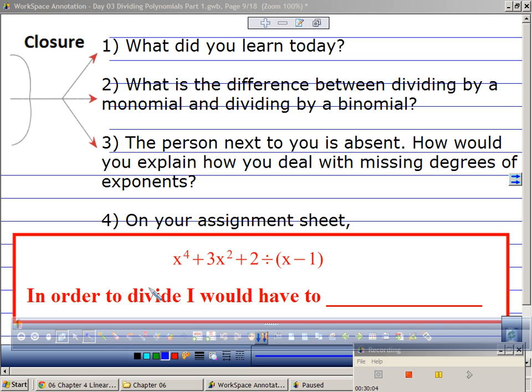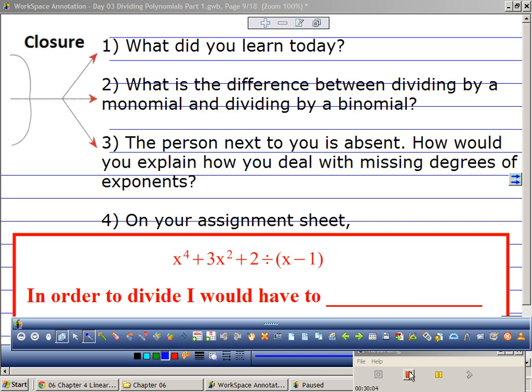On your assignment sheet, in order, stay there. And you shouldn't have been shuffling, huh? In order to divide, I would have to what? Okay, I want to see this answer as your exit ticket.